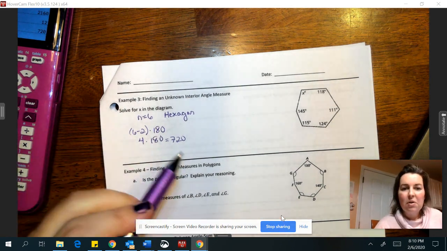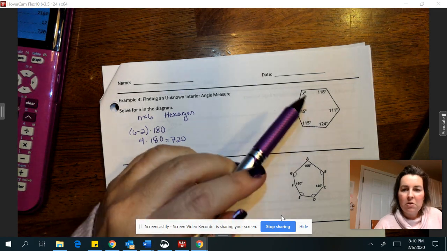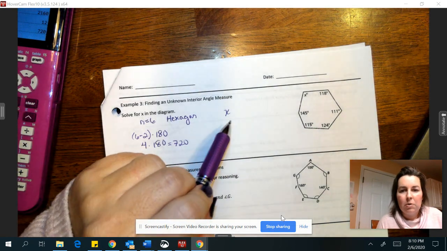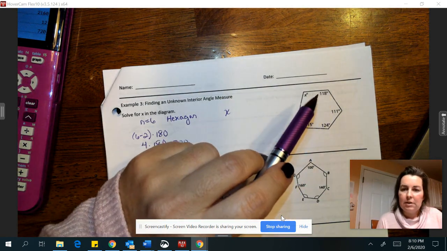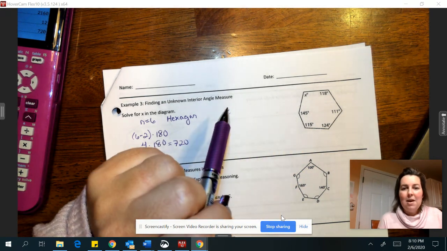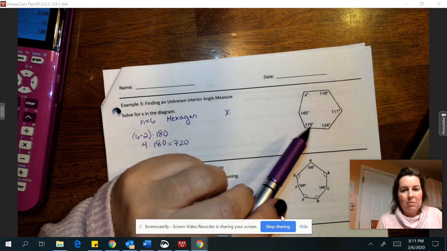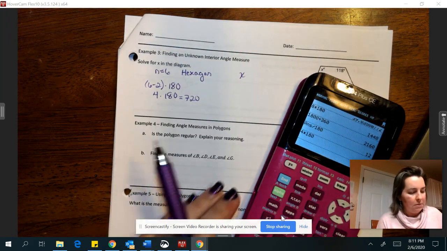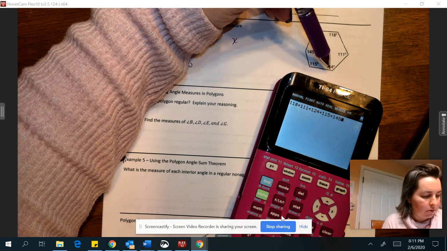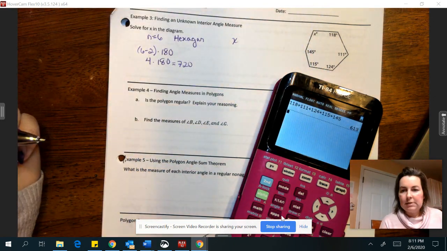Okay. So let's see here. If I know that all these should add up to 720, we're trying to figure out x. So I could write a really long equation and put x plus 118 plus 111 plus 124 plus 115 plus 145. That's going to take up a lot of space. So I know that I'm going to have to combine all these. So I'm just going to use my calculator and put 118 plus 111 plus 124 plus 115 plus 145. I'm going to make sure I got that right. Yep. So that is 613.